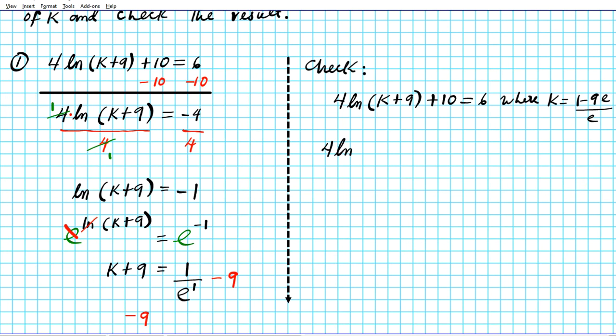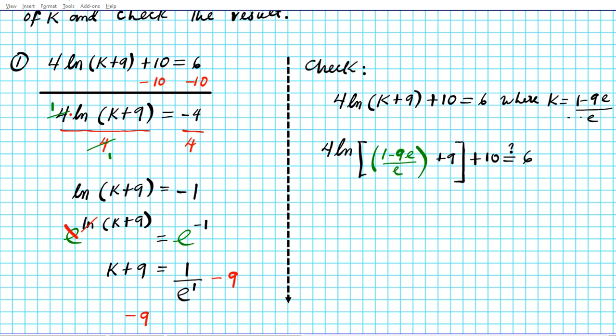Alright, so we have 4 times the natural logarithm of, now instead of k, we're going to insert the answer we got, (1 minus 9e) over e, plus 9, plus 10 on the outside. The question is, this left part, after you substitute the answer into the problem, is it equal to 6? Alright, so we'll focus our attention on simplifying the left side and hope that it simplifies into 6, which will show that our answer is in fact correct.